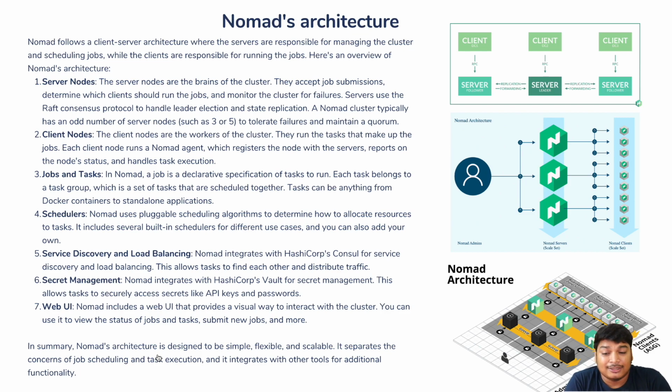Okay. Then the third point, the one that I've just shown you earlier, is jobs and tasks. So in Nomad, a job is a declarative specification of tasks to run, just like I showed you a few minutes back. Each task belongs to a task group, which is a set of tasks. So what is a task group? Under a task group, we have a set of tasks, maybe replicating a task, for example, where all tasks work together, in more simple sense. Now, tasks can be anything from Docker containers to standard applications. You can even mix and match. It's up to you.